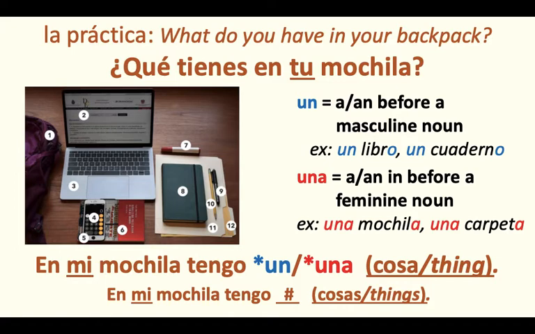Now, just FYI, you can also say, if you're constructing your own sentences, en mi mochila tengo 3 lápices. En mi mochila tengo 2 bolígrafos. So you can also put a number in here. That is also appropriate. Notice how the tú, your mochila, changes to mi, my mochila in the answer. That makes sense, right? You're going to have to change that word to make sense.